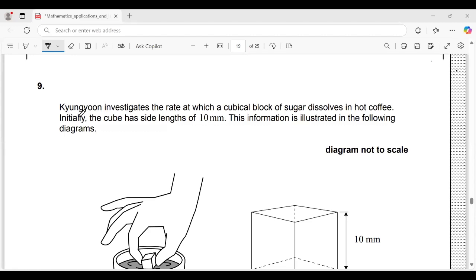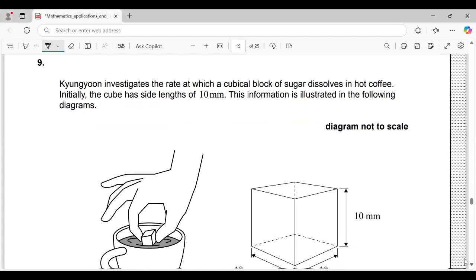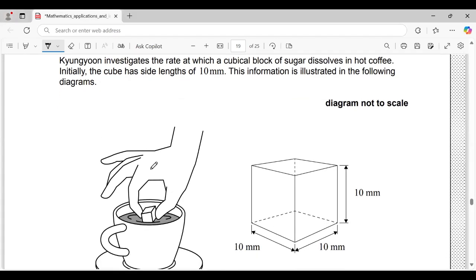Number 9, Kim Yon investigates the rate at which a cubical block of sugar dissolves in hot coffee. Initially, the cube has side length of 10 millimeters. This information is illustrated in the following diagram. Okay, this is the cube, the block of sugar, 10 millimeters, 10 millimeters, 10 millimeters.